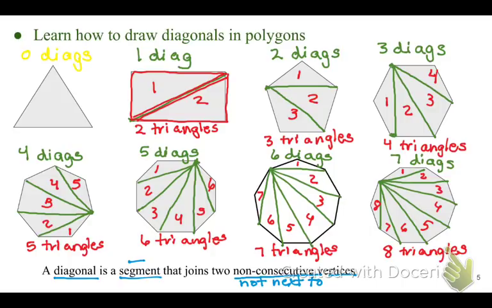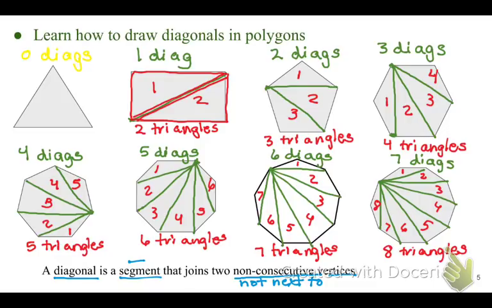Now, when we're talking about how many degrees are in any one polygon, and you know how many triangles are in each polygon, then think about and remember how many degrees are in each triangle. And hopefully you remember that there's 180 degrees in each triangle. Okay.